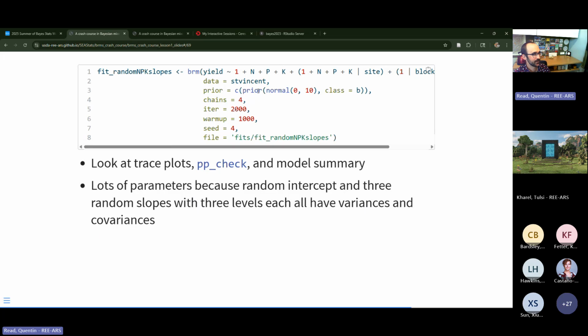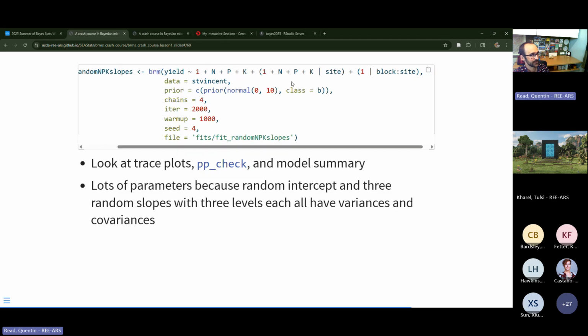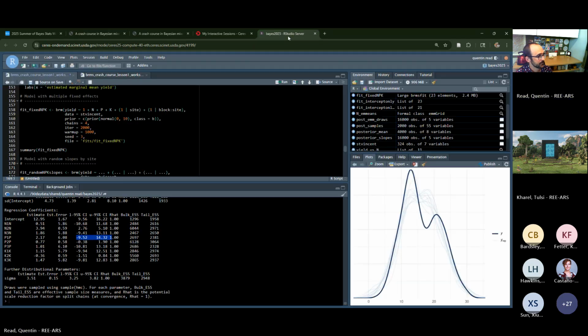So we are going to do this. This next model is exactly like our previous one. It has the same fixed effects. The only difference is this: before it was just 1 by site. Now it's 1 plus n plus p plus k by site. That's the only difference. Other than that, I changed the random seed just for fun, but all the priors and model fitting options are the same. So let's go ahead and run that model.